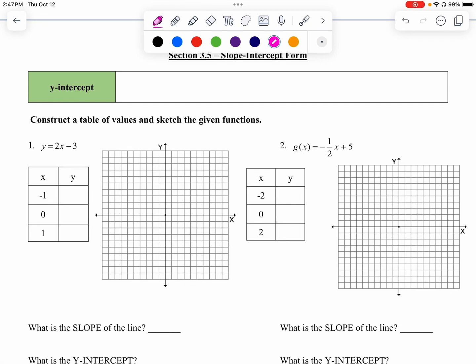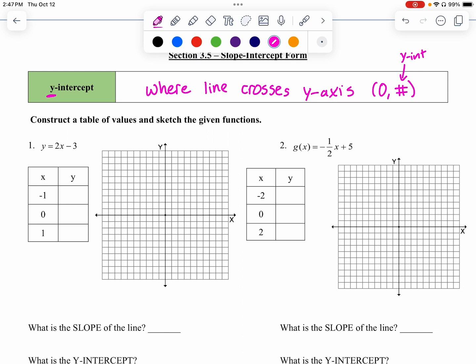Welcome everybody. Today we're going to talk about slope-intercept form. One important thing in slope-intercept form is the y-intercept. Notice it has the letter y in it, and that is where the line crosses the y-axis. We always write a y-intercept as 0, comma, the number. That number is where it's crossing the y-axis, so that number is your y-intercept.